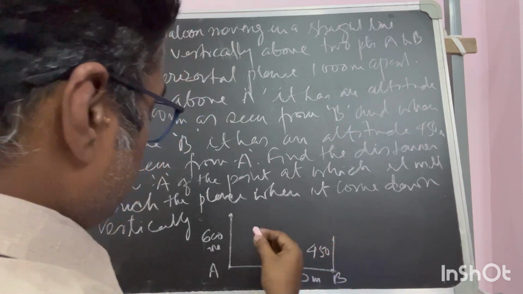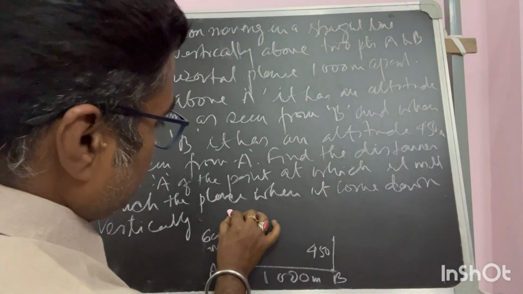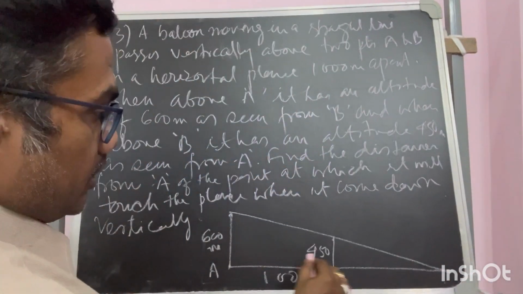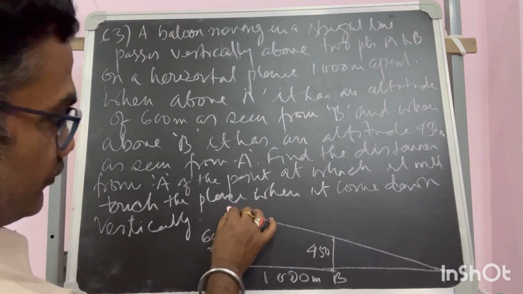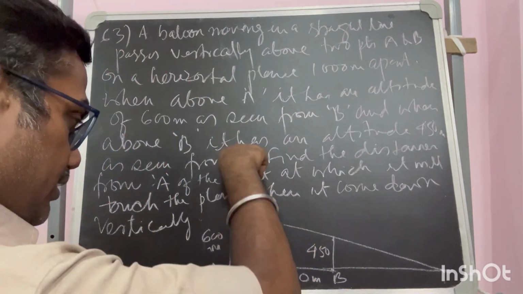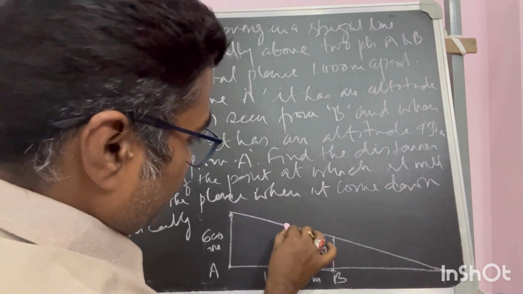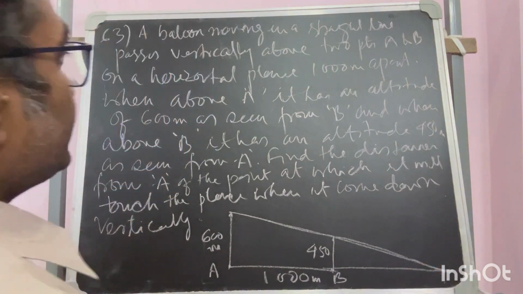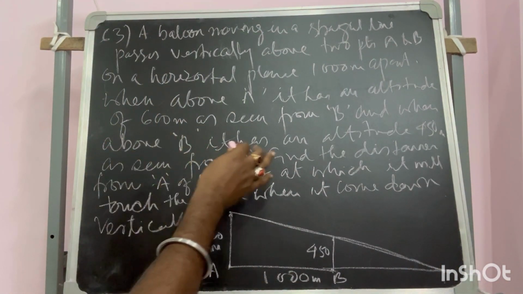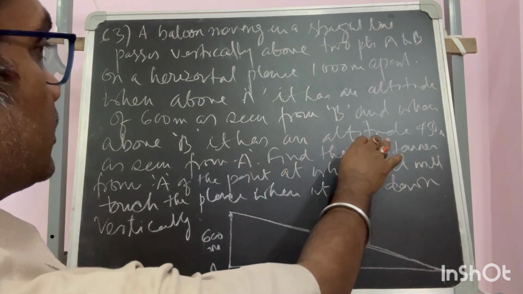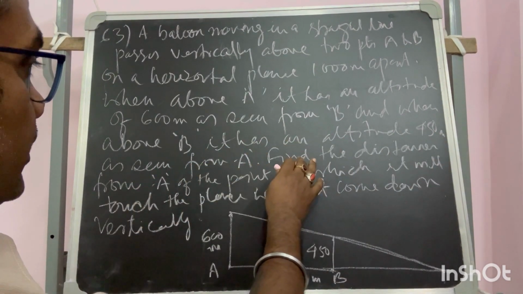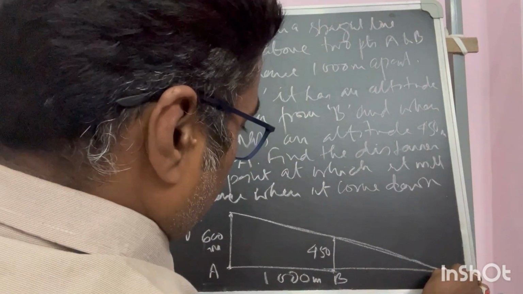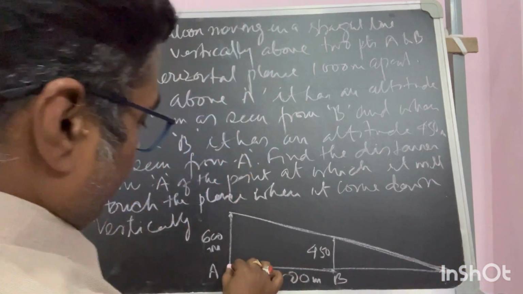So that means altitude is reducing. If it has to move in a straight line, it has to move in such a way that at some point of time in the same plane, it will touch the ground. It is moving in a straight line and also moving down, meaning it is reducing its height. This is the intention of that statement. B has altitude 450 as seen from A. Now when it is touching the ground at some point of time, you have to find the distance from A.